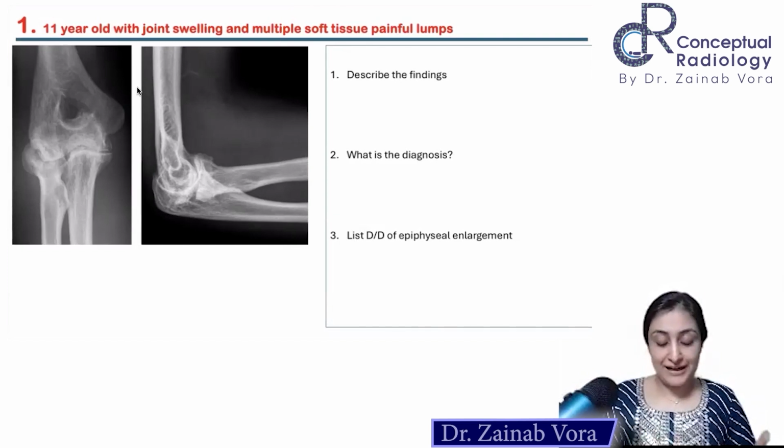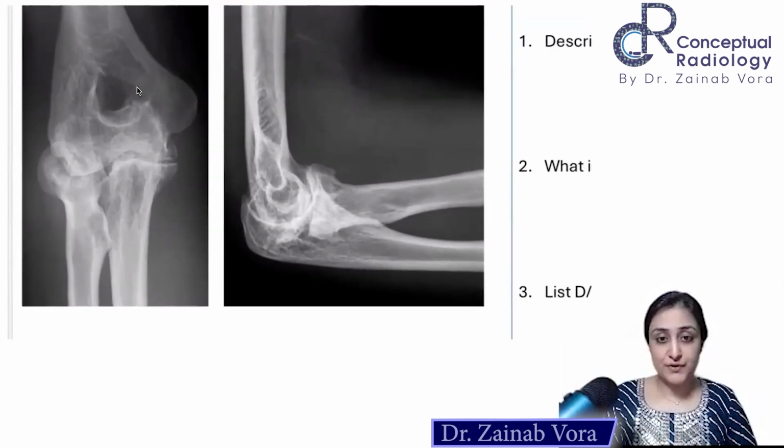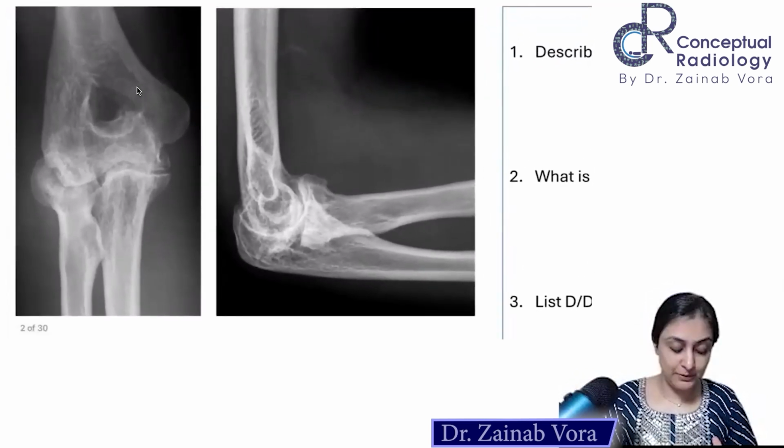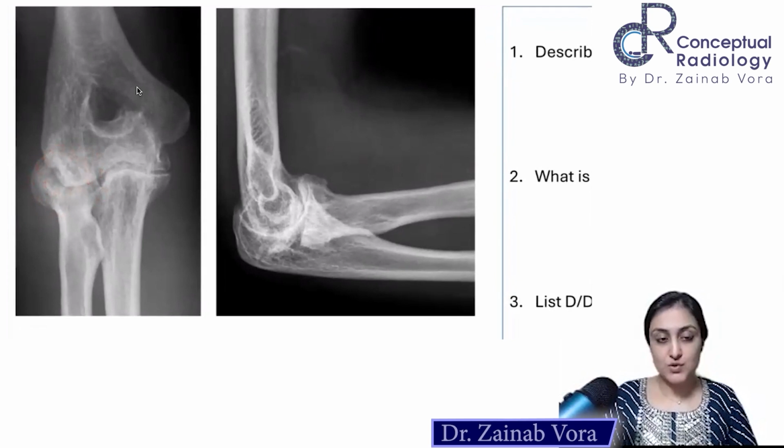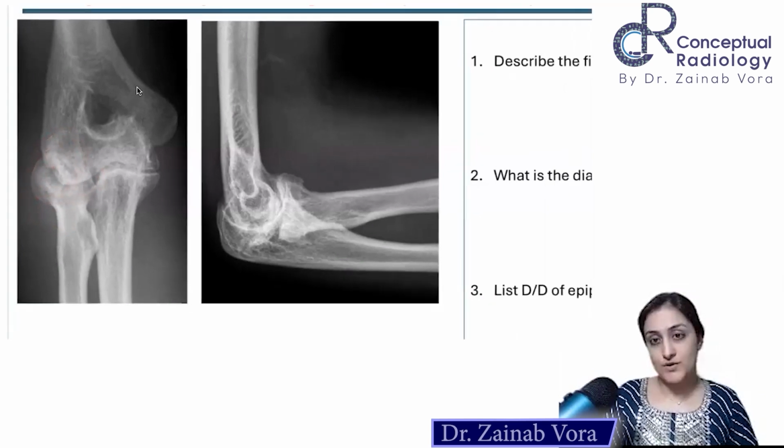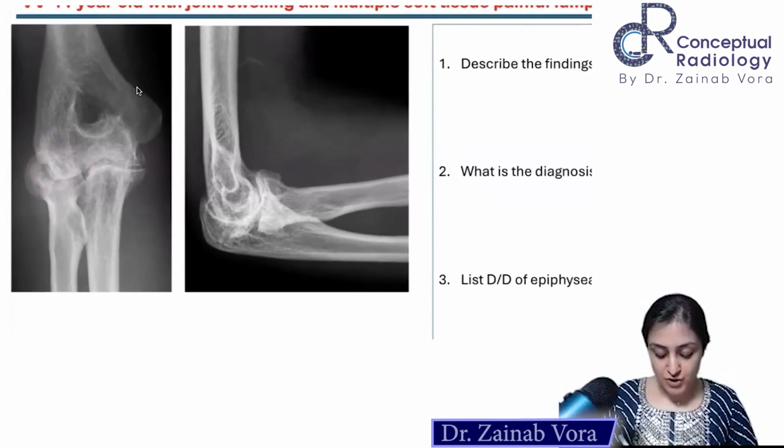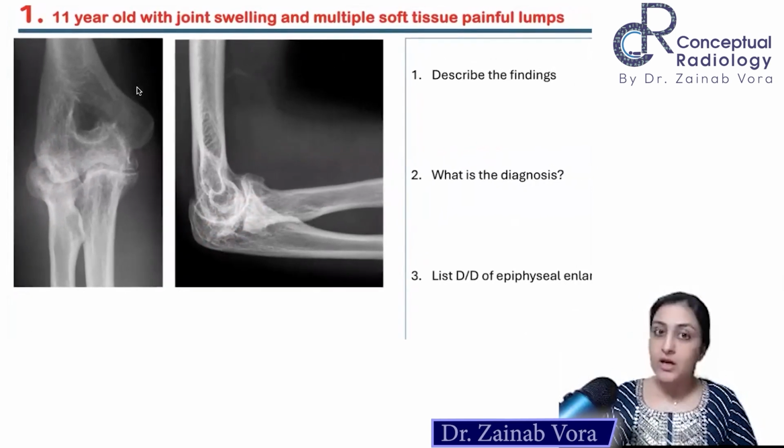So what are the findings? Let's describe the findings first. What we are seeing here on the AP view of the elbow is that there is indeed epiphyseal enlargement of the radius. You can see joint space narrowing. You can see this irregularity and sclerosis of the joint, right? So we are seeing epiphyseal enlargement, joint space thinning, as well as sclerosis. On the lateral view also, we can see some irregularity as well as sclerosis of the bones here.